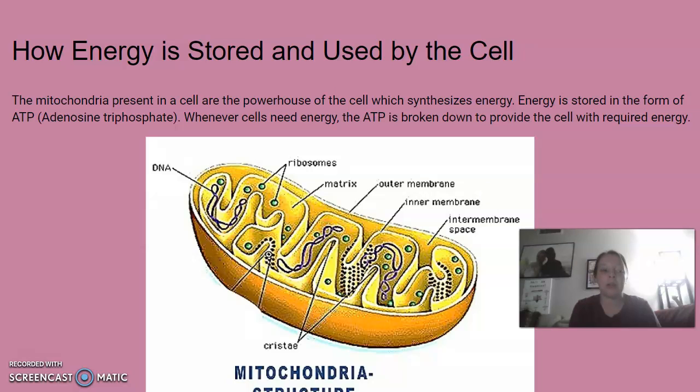So the mitochondria, which we just discussed, are present in a cell. They are the powerhouse of the cell, which synthesizes energy. Energy is stored in the form of ATP, adenosine triphosphate. Whenever cells need energy, the ATP is broken down to provide the cell with that required energy.